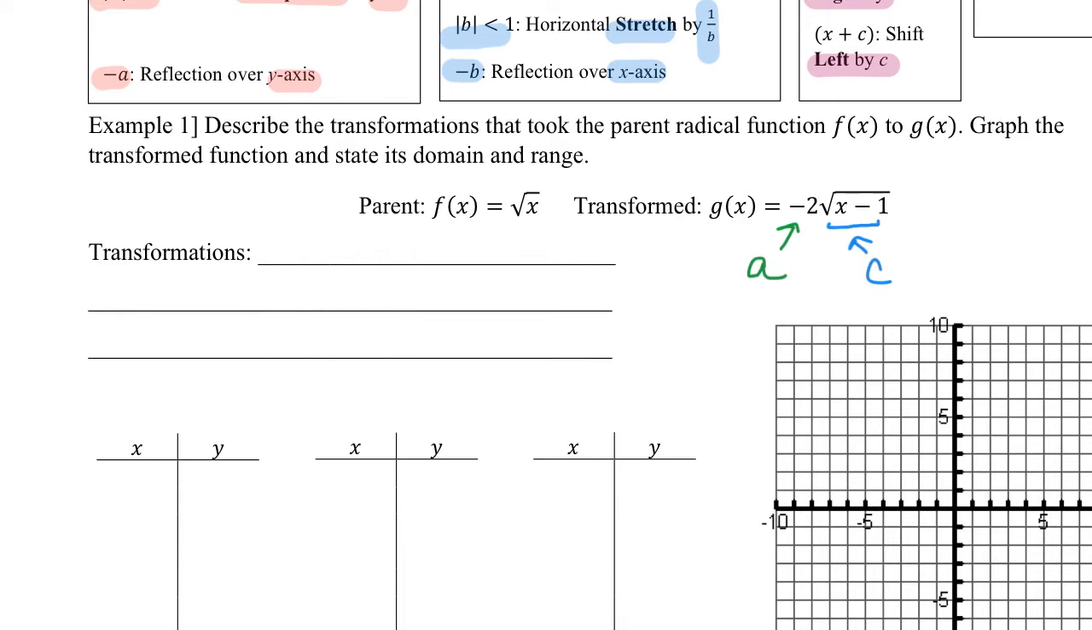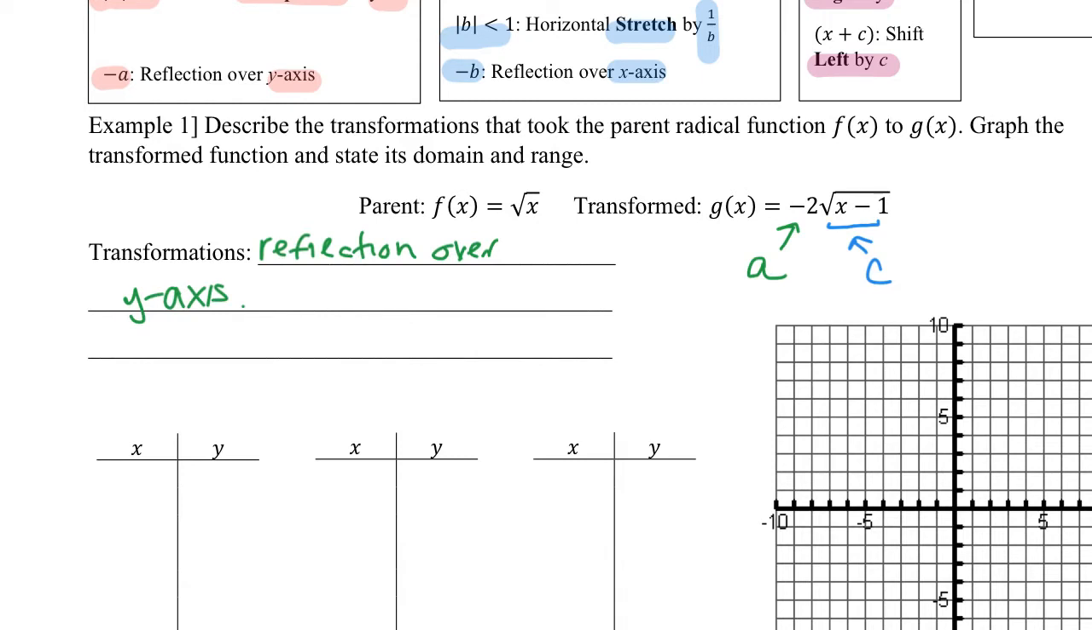So for the a value, I see that it's negative. So according to my table up top, if it's a negative a, that means it was reflected over the y-axis. So that's one transformation. Reflection over y-axis.